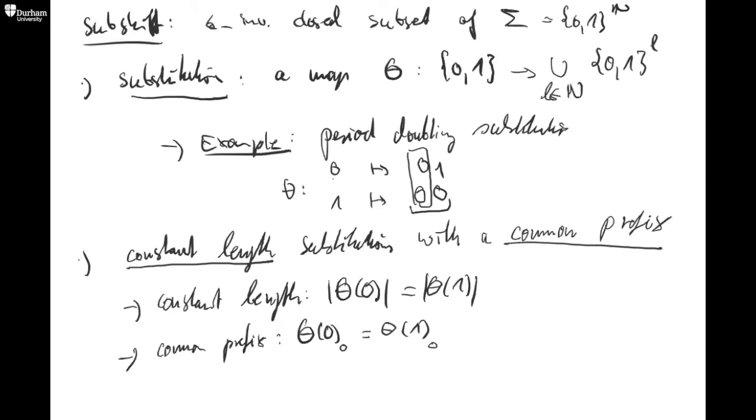Okay, so I've defined substitutions. I've defined constant length substitutions with a common prefix. Now I will show how they give a subshift, how they define a subshift. And in order to see this, first observe that our substitution was originally a map theta from 0, 1 into the set of all finite words. But we clearly can think of it also as a mapping, not from the letters, but actually from the sequences, by applying the substitution individually to every entry of our sequence.